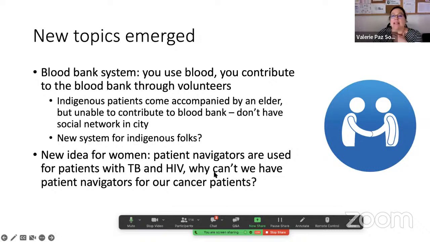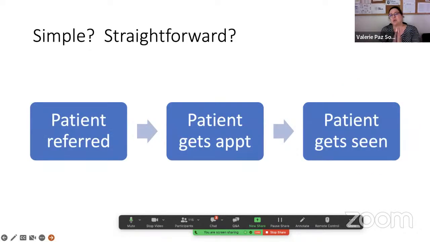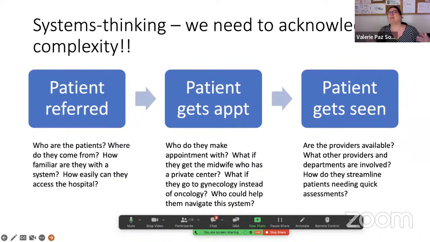Another issue came up as they were talking, and we were mostly observing: they have patient navigators for patients with TB and HIV. Why can't we have that for cancer? So we threw that question out to them. Why not? And so again, there was a list of things that came out of this. So something that seemed simple, like let's figure out a way to streamline this process. Patient gets referred, the patient gets an appointment, the patient gets seen. Turned out to be much more complex.